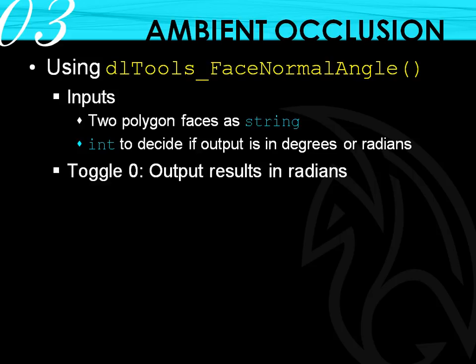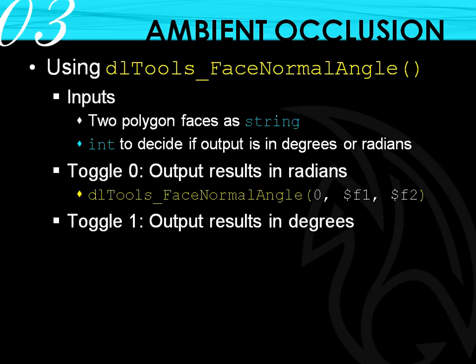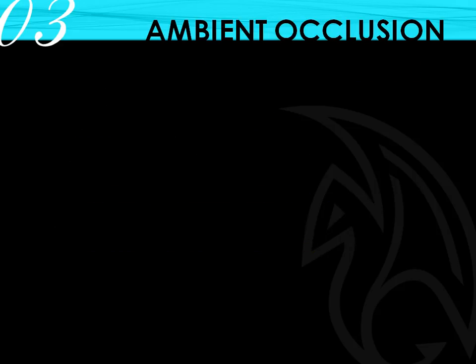So for example, let's say we put that toggle to 0, and that would essentially mean output the results in radians. We would put in 0 and then face 1 and face 2, remember strings that are representing those two faces, and it would report to us the true angle. And let's say we put the toggle to 1, so tell me the results in degrees. Again, we put the toggle to 1 and we call DL tools _ face normal angle, and then we put in face 1 and face 2.